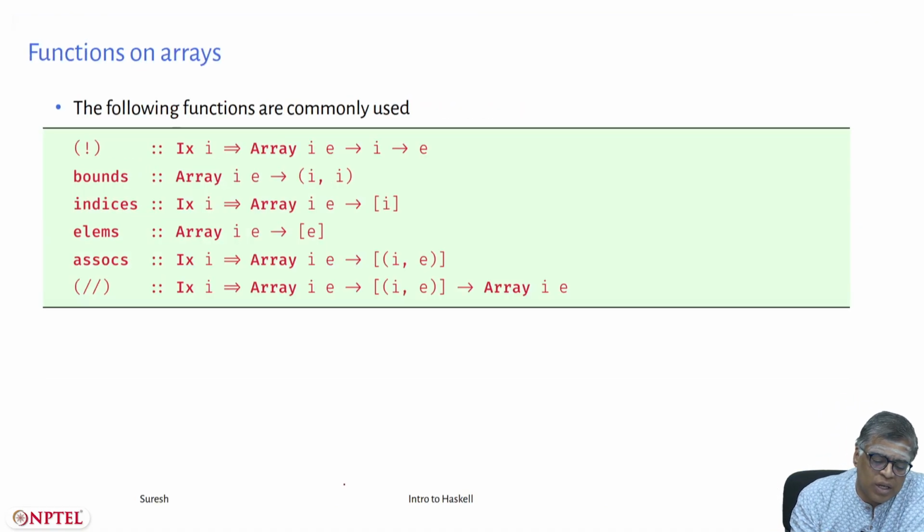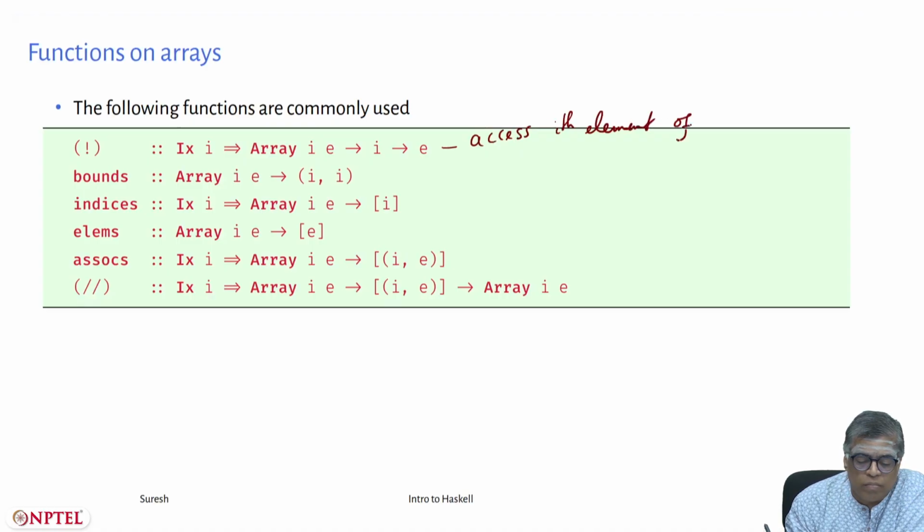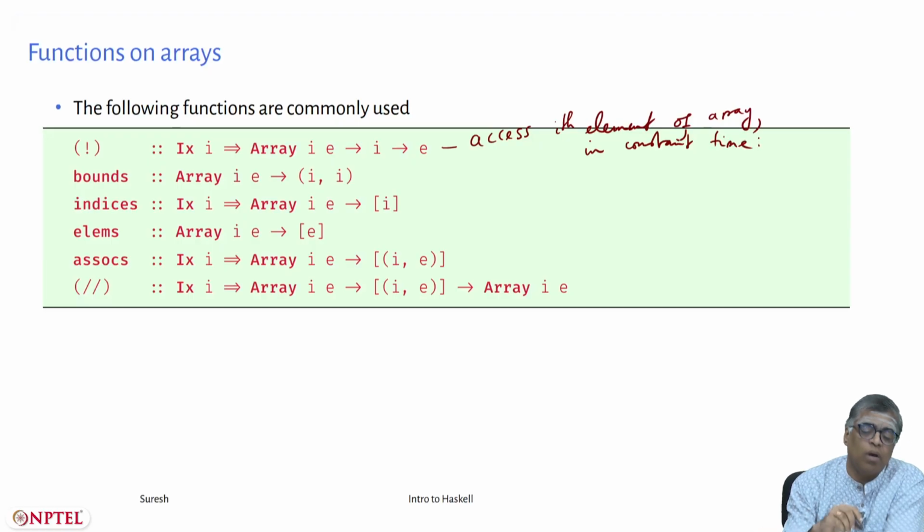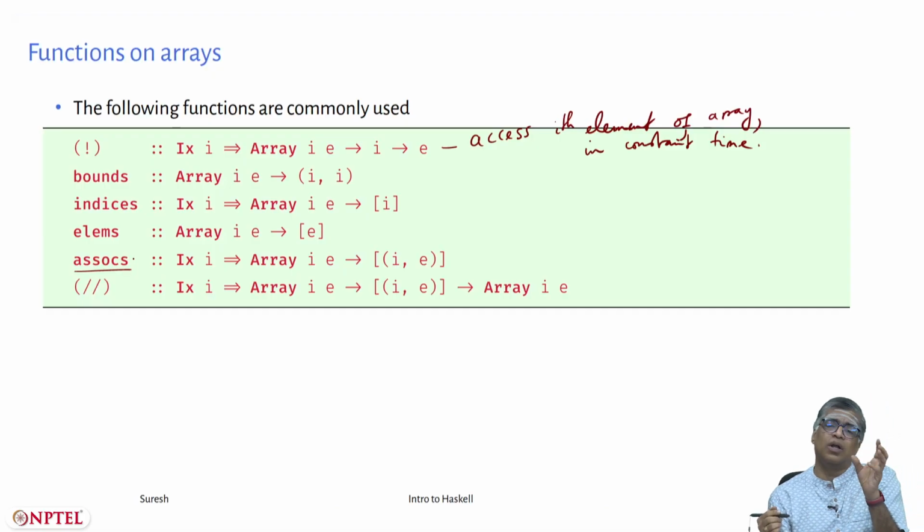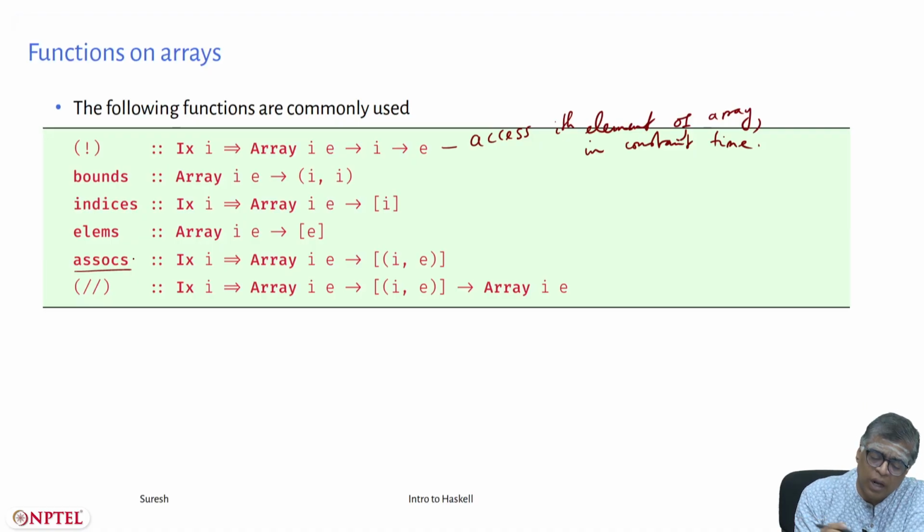Here are some other functions on arrays. So this is access in constant time. That is the important thing. Bounds of an array will give you the lower and upper bound of the indices. Indices will give you the list of all indices. Elems will give you all the elements, and assocs will give you all the associations, a list of pairs which tells you at this index this element resides. Finally, you have this, which is an update.